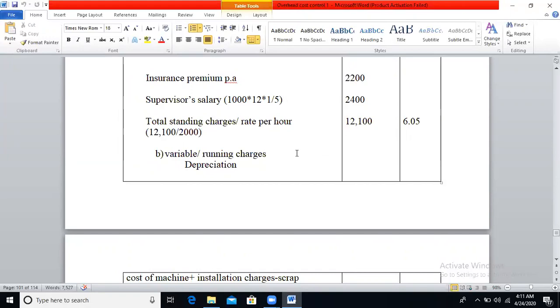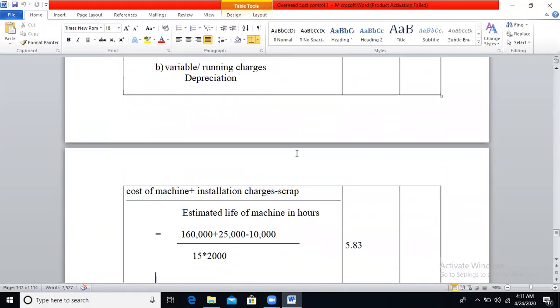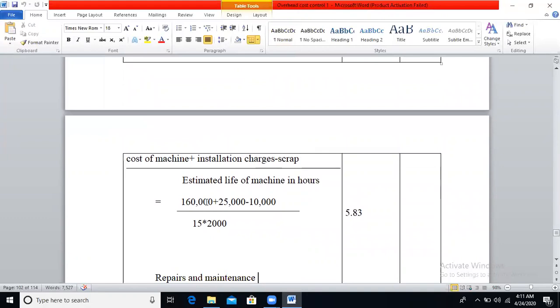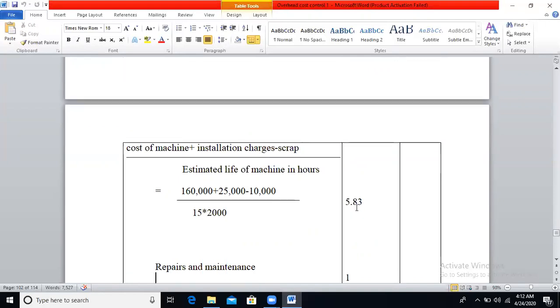Then variable charges are running charges. One is depreciation. Using this formula, you have to calculate the depreciation. Cost of the machine will be 1,60,000 plus installation charges 25,000 minus scrap value, that is 10,000, divided by the estimated life of the machine, which they have given as 15 years. So multiply with the 2000, that is the number of working hours. Then you will get the depreciation value per hour as 5.83.